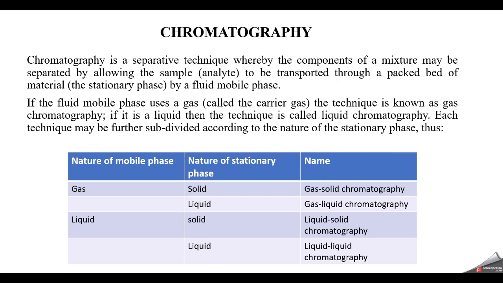Each technique may be further subdivided according to the nature of the stationary phase. Like, if the mobile phase is gas and the stationary phase is solid, then it is known as gas solid chromatography. If the mobile phase is gas and the stationary phase is liquid, then it is known as gas liquid chromatography. If the mobile phase is liquid and the stationary phase is solid, then it is known as liquid solid chromatography. And if the mobile phase is liquid and the stationary phase is also liquid, then it is known as liquid liquid chromatography.